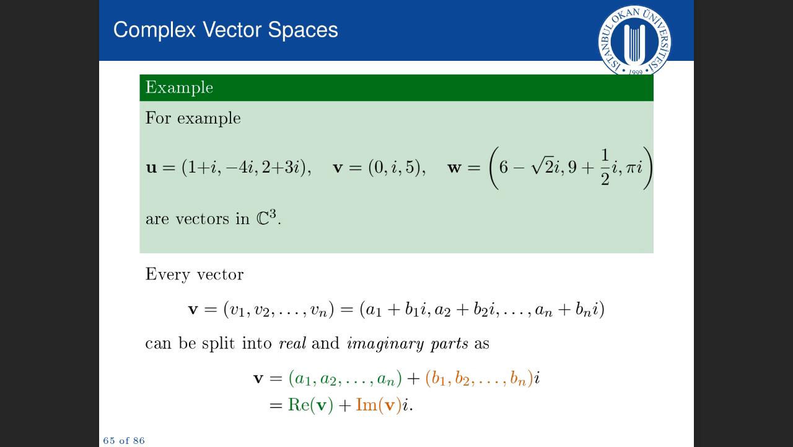Every complex vector can be split into real and imaginary parts. We take the real part, that's the a1, a2, etc., up to an. Write that first, that's the real part of the vector. And then we take the b terms, b1, b2, etc. Write those as a vector and then multiply by i. That's the imaginary part of v multiplied by i.